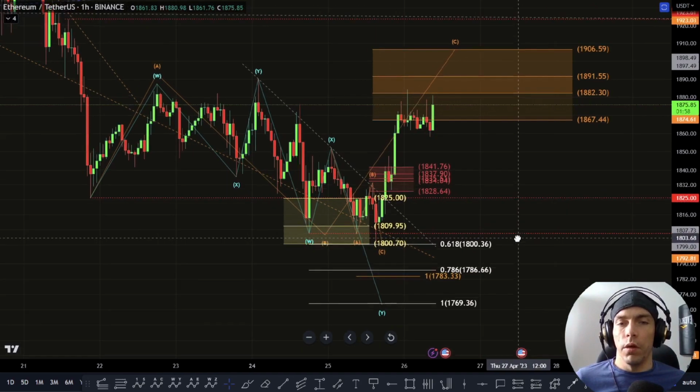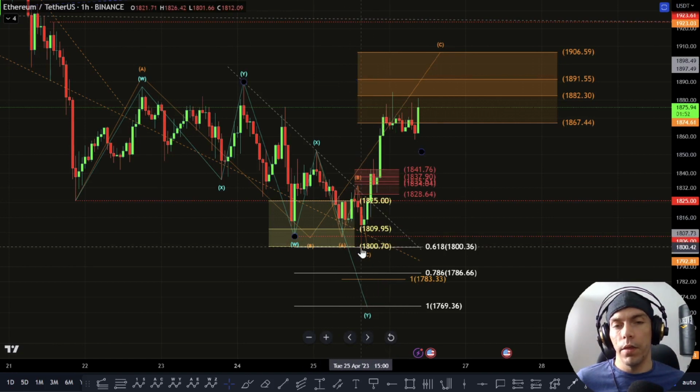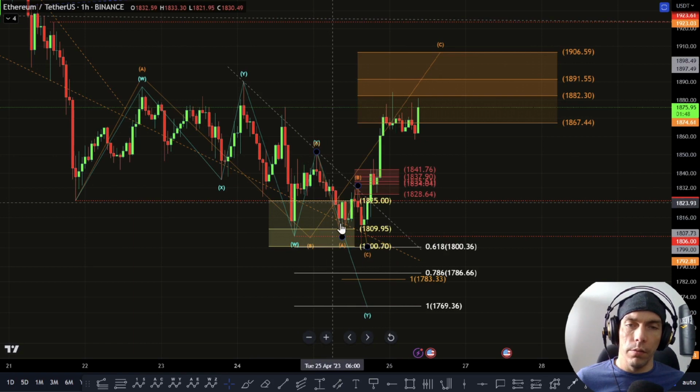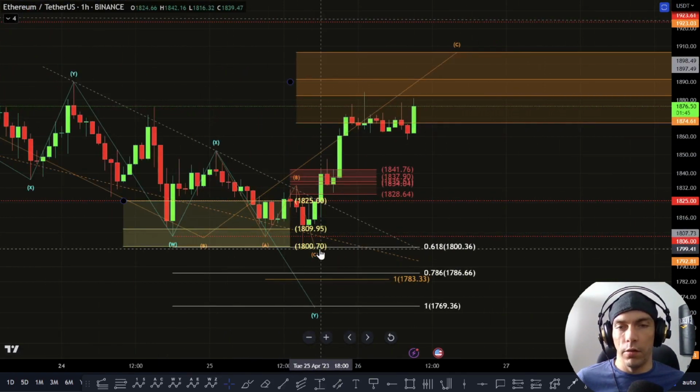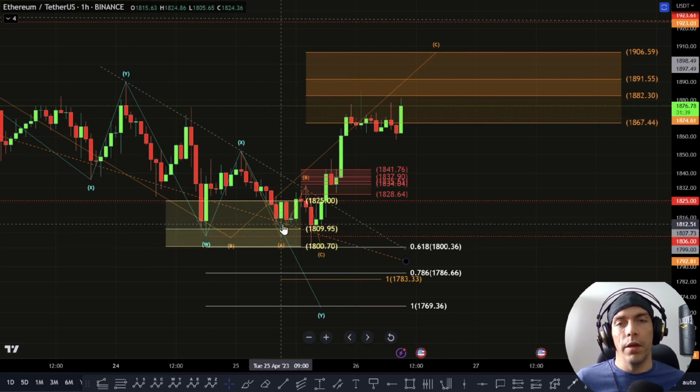So this is one thing we were talking about yesterday. We're looking for that possibility that we could be forming a flat shape. We're looking for this 1800 area to be our zone of a target, looking for an additional ABC pattern to the downside here, which came into this 0.618 area. So this has played out all right.